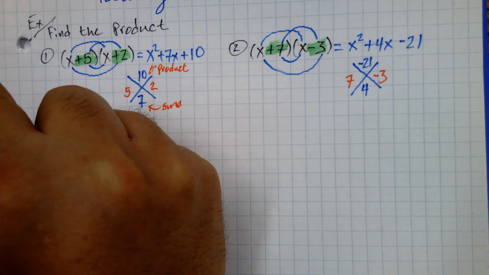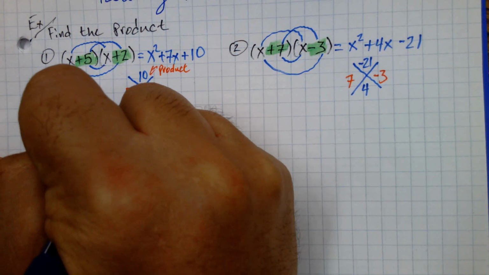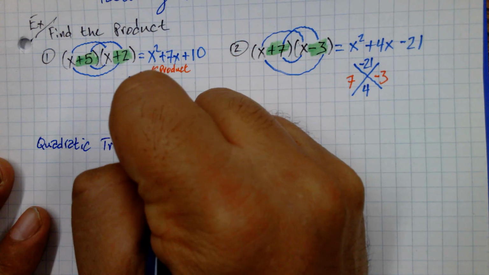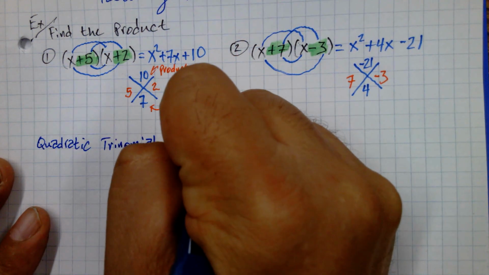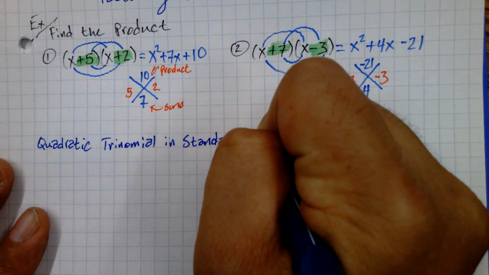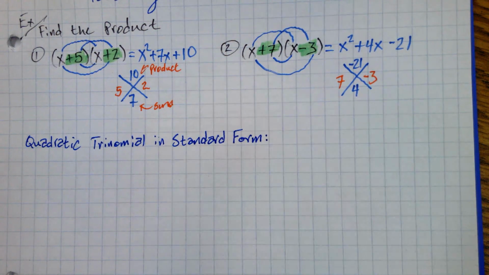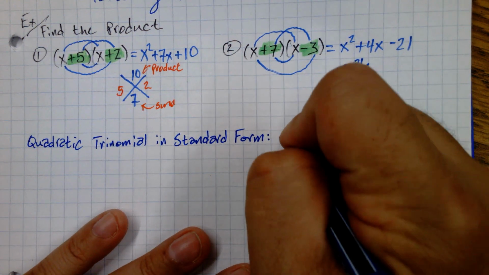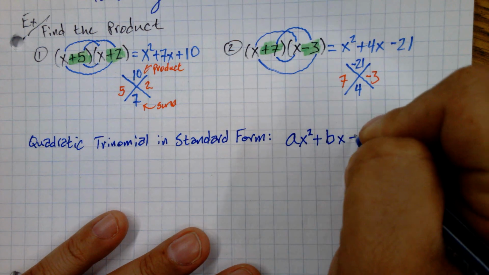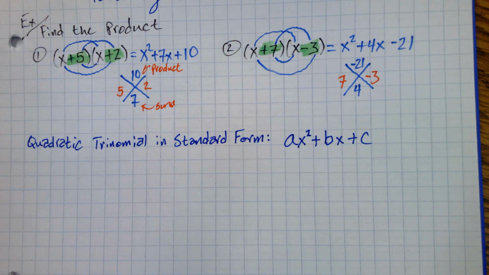A quadratic trinomial in standard form. So that's just going to be any trinomial that looks like this. So ax squared plus bx plus c.